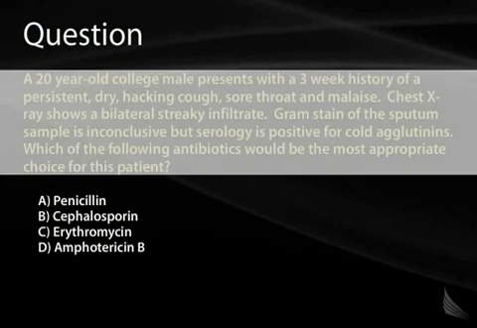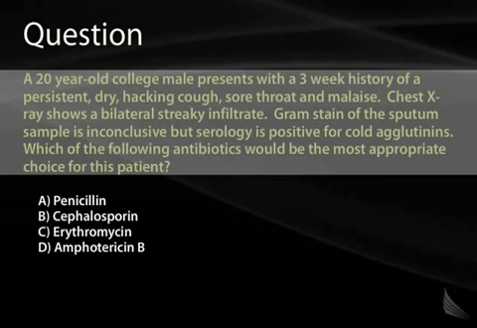Let's do a question. A 20-year-old college male presents with a 3-week history of a persistent dry hacking cough, sore throat, and malaise. Chest x-ray shows bilateral streaky infiltrate. Gram stain of the sputum is inconclusive, but serology is positive for cold agglutinins. Which of the following antibiotics would be most appropriate choice for this patient?